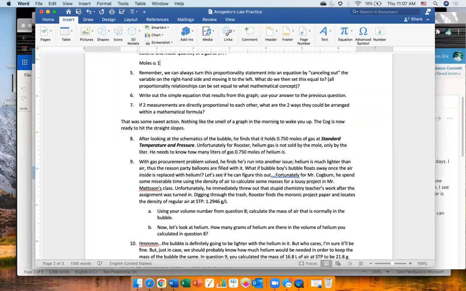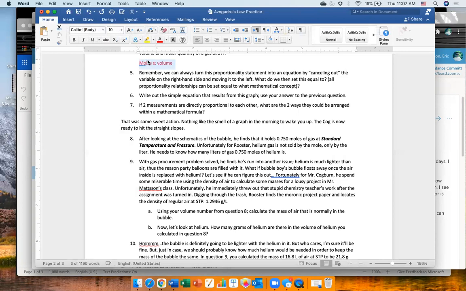We have a straight line with a positive slope. So moles are directly proportional to the volume of a gas. So there's our proportionality sign right there. So our proportionality statement is saying this.